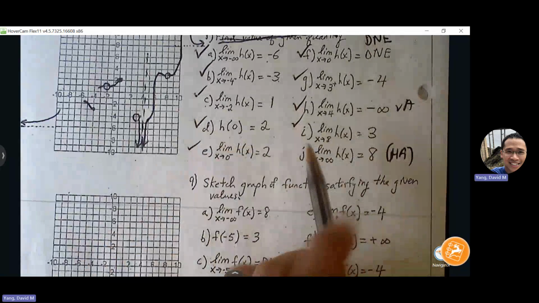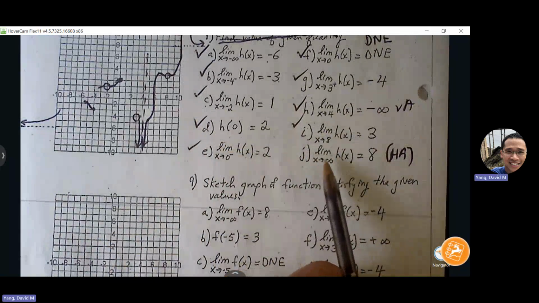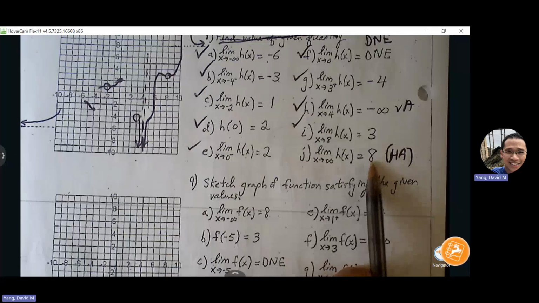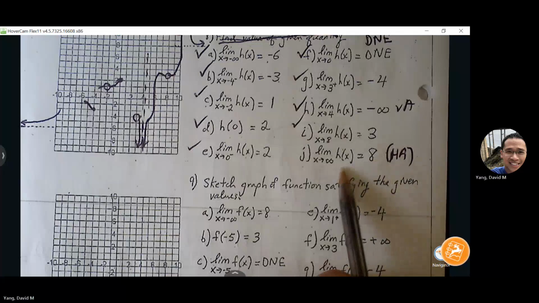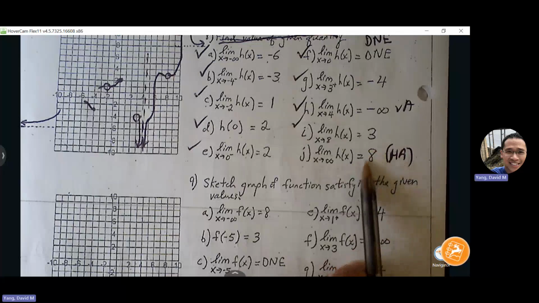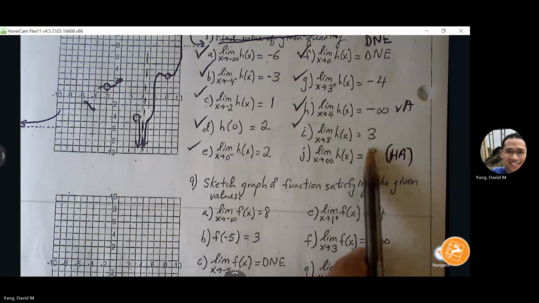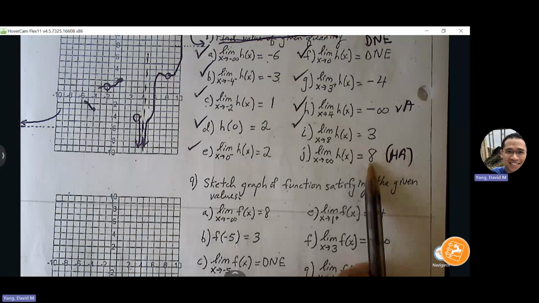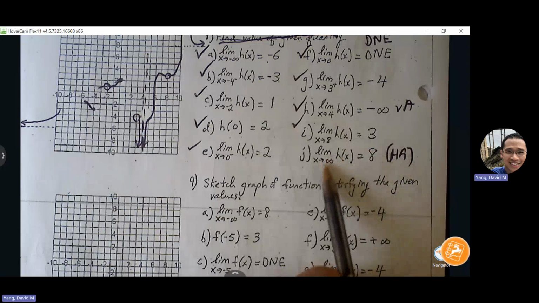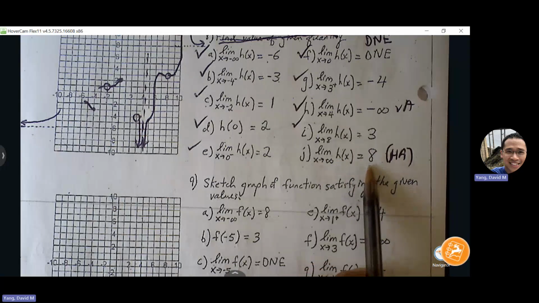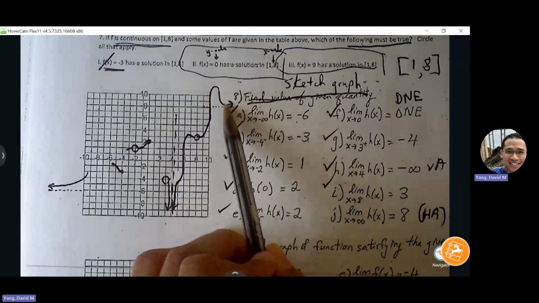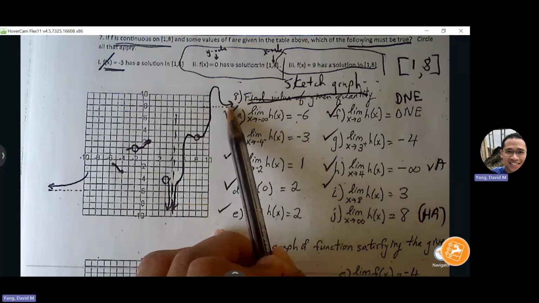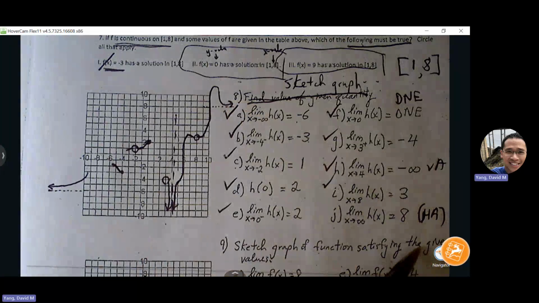Oh, let me ask you this. What if for J it says limit as x approaches infinity is equal to negative infinity? What if it says negative infinity here? If it's approaching infinity and it's equal to negative infinity, it's telling us what to do with this arrow. What do we do with this arrow here? We make it go down. Yeah, we just make it go down.